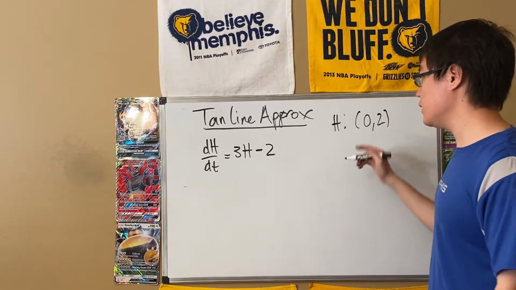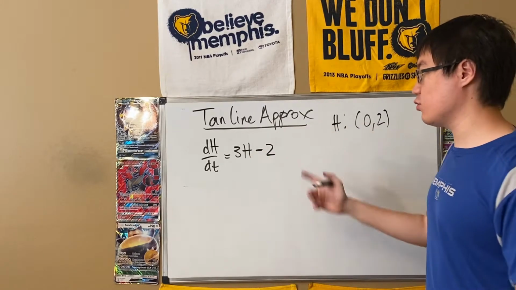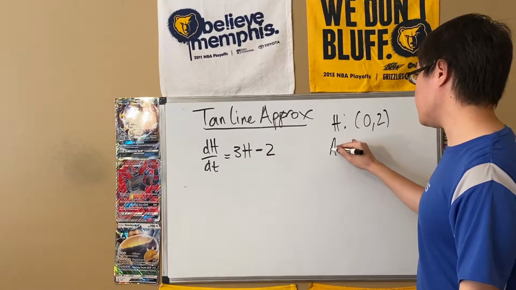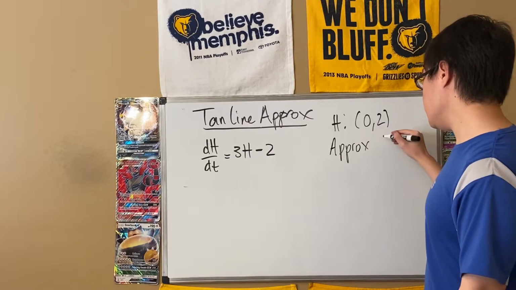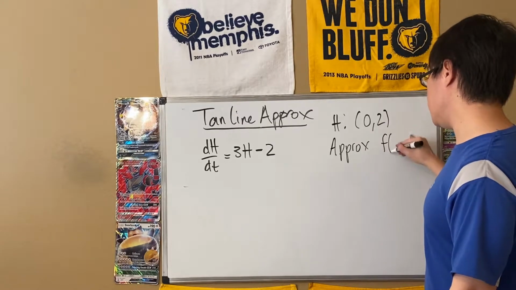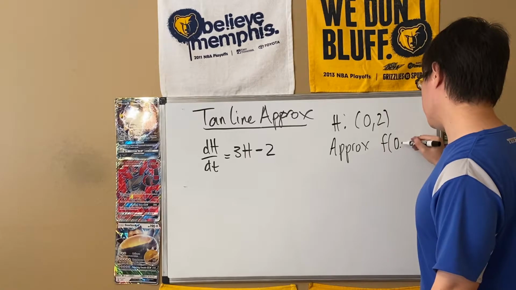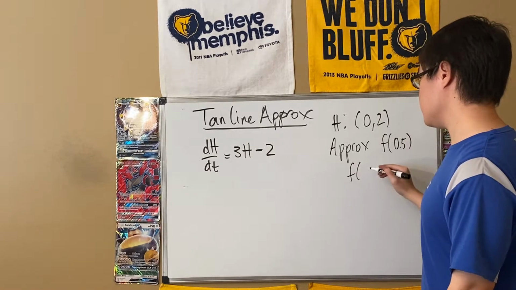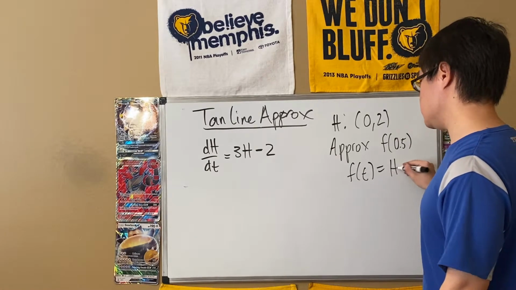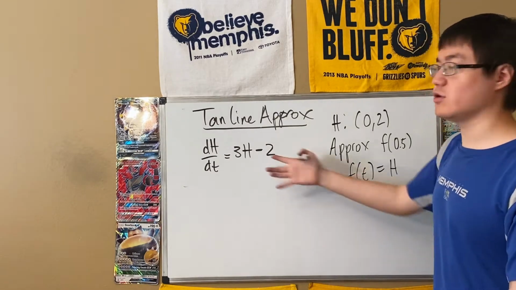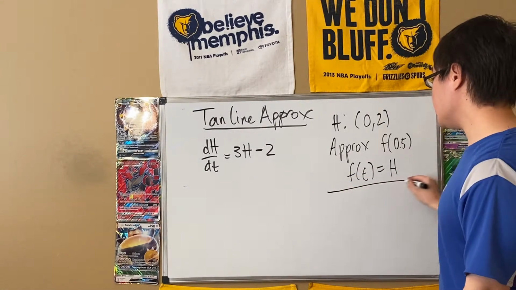So this is a given point. h is a solution to the differential equation. So what we want to do is approximate, let's say, f of 0.5, where f of t is equal to h. So h is, again, the solution to this differential equation. And then we're going to ask the second question.